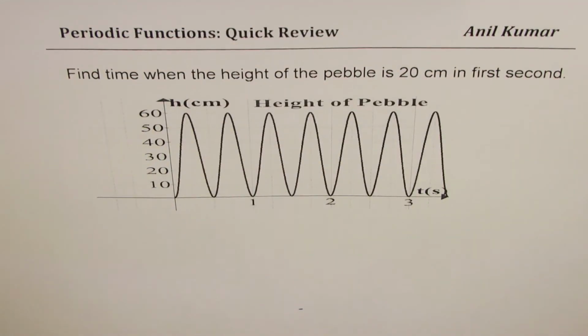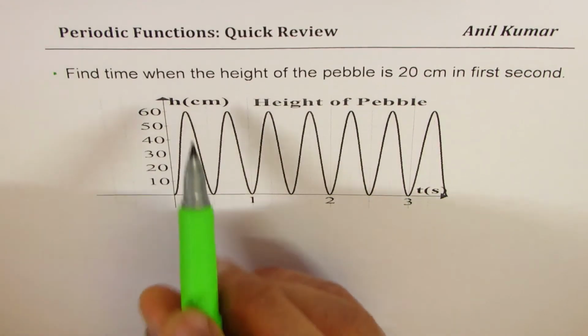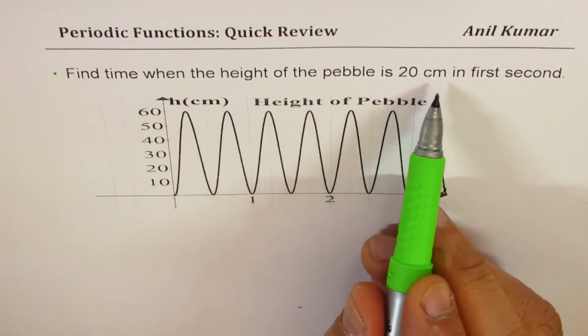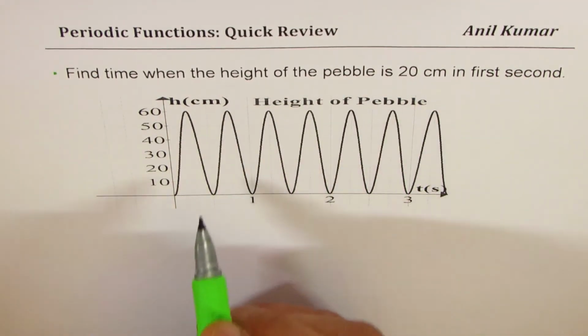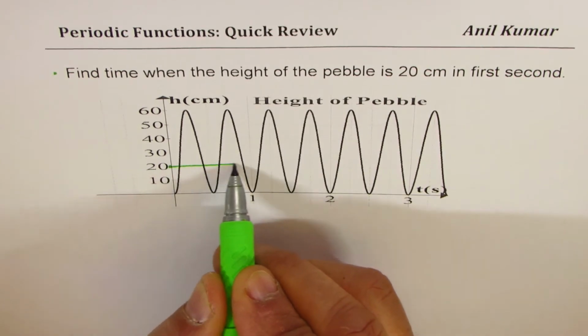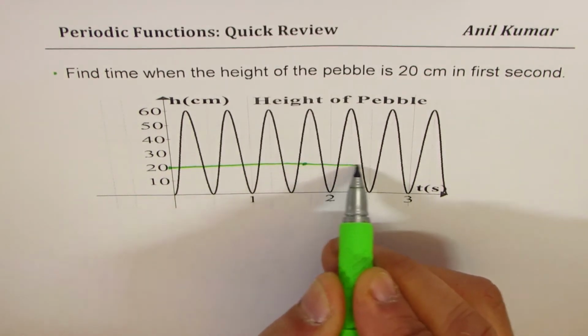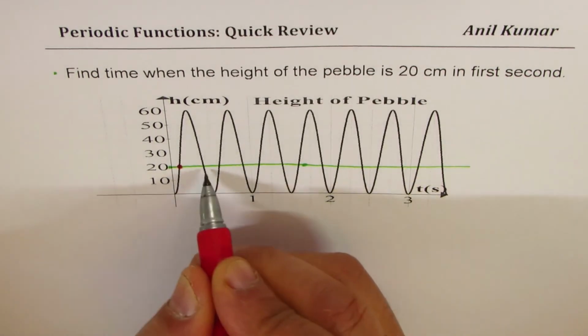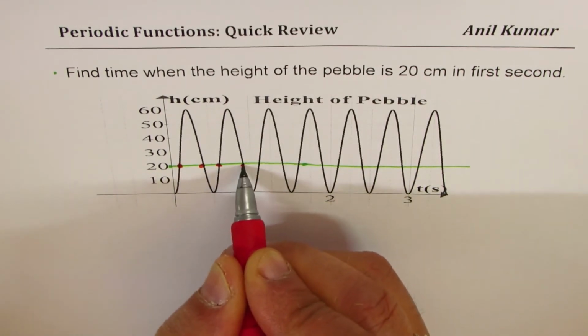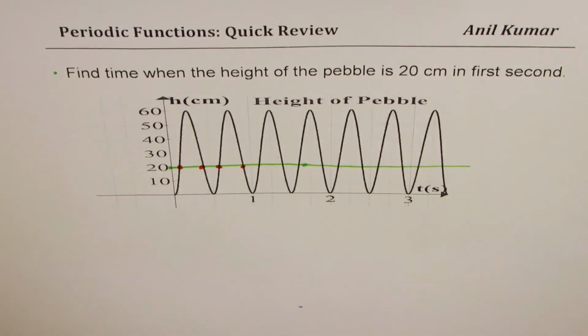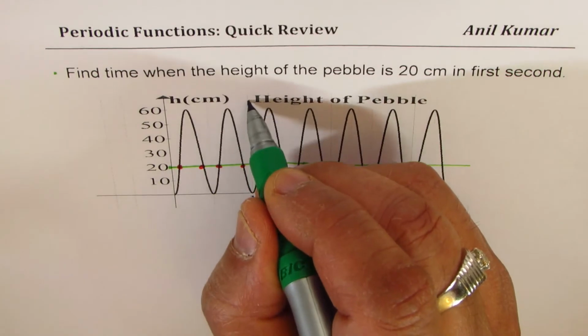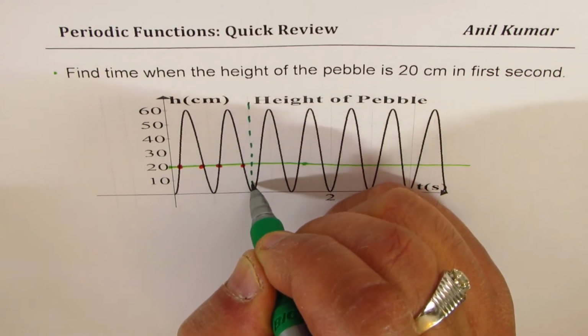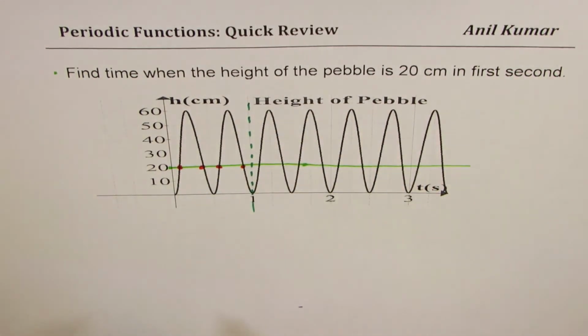We'll now find the time when the height of the pebble is 20 centimeters in the first second. So that is 20 centimeters. If I draw a line, it intersects the graph at a few points. These are a set of solutions, and that is our limit. We are only looking for solutions in the first second, so we have 4 solutions. How do we find them?